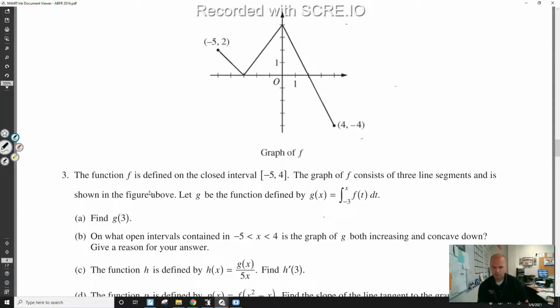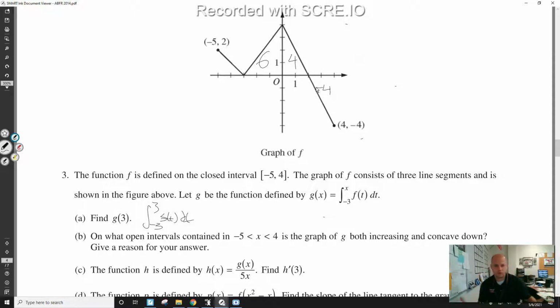All right, anyways, let's find g of 3. It's easy. Integral from -3 to 3 of f of t. -3. 1, 2, 3, 4. So that's 6. Right, 3 plus 2. 3 times 2. And then this is going to be 4. And this is 2. This is -4.